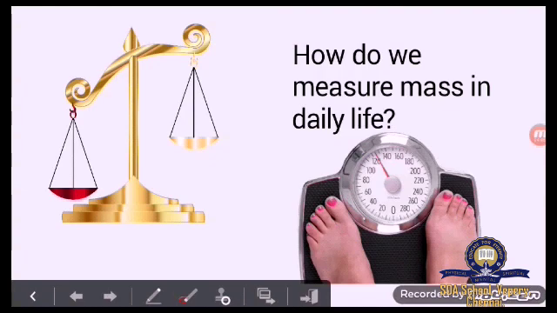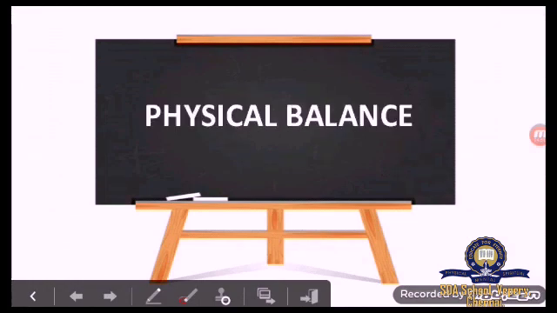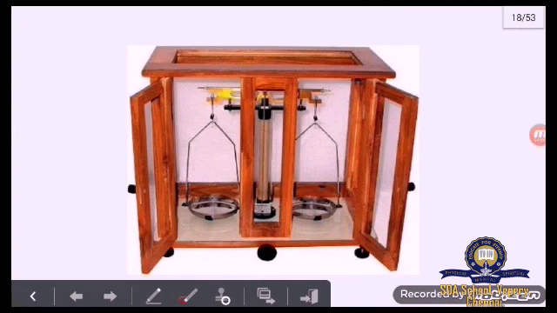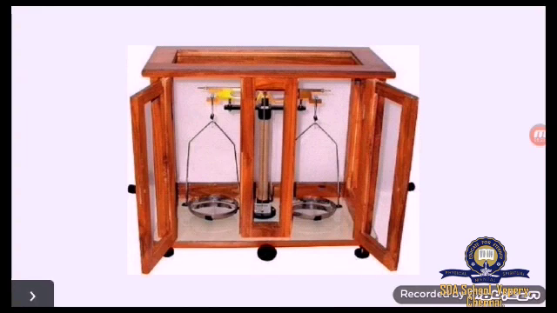So now we will see how the physical balance is working. This is the picture of the physical balance which we are using in the laboratories. This is somewhat similar to the common balance which we are using in the grocery shop, right? Yes, it is somewhat similar. But this physical balance is enclosed in a glass case to avoid external disturbances or external error caused to the measurement. Okay, so this is how the physical balance looks like.